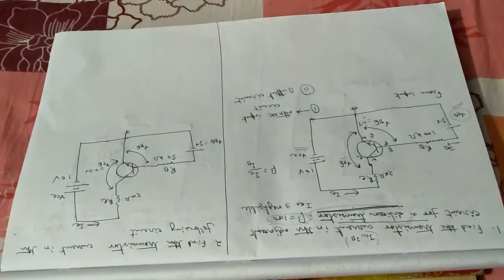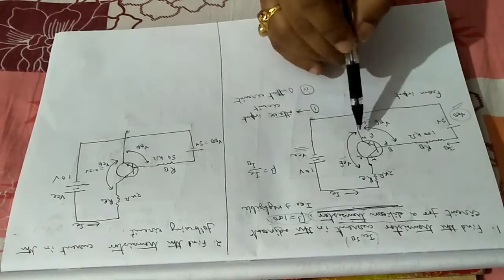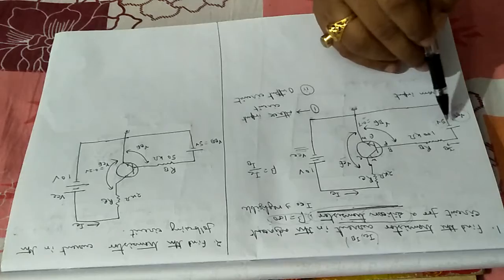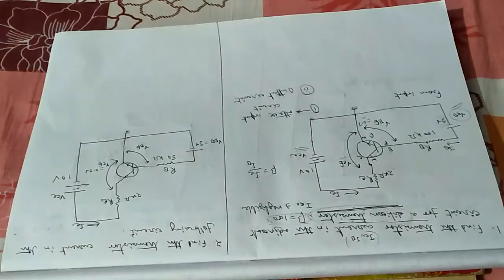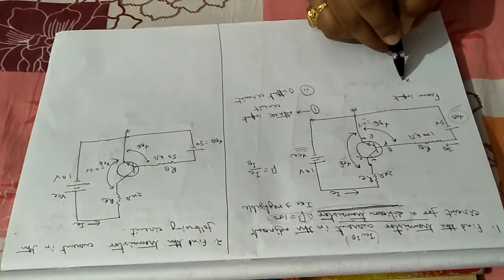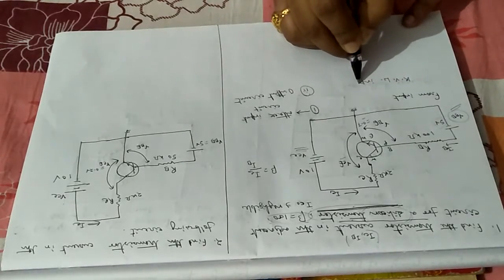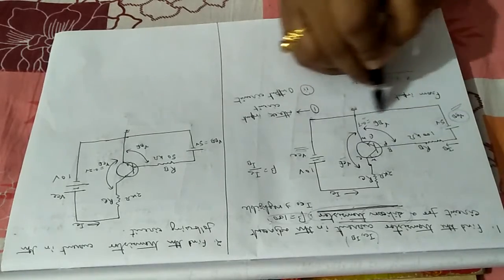So what will be in the input circuit? Look at this. This is the input terminal and this is the output terminal. In the input terminal, it is connected with the VBB, 5 volt. It is connected with the base, which is the input part, and the output current is IC. You have to calculate both the values of IB and IC. So first I will apply Kirchhoff's voltage law, KVL, in the input circuit.